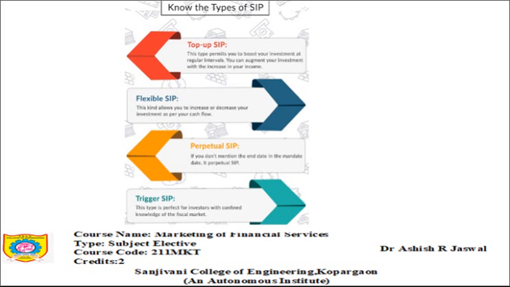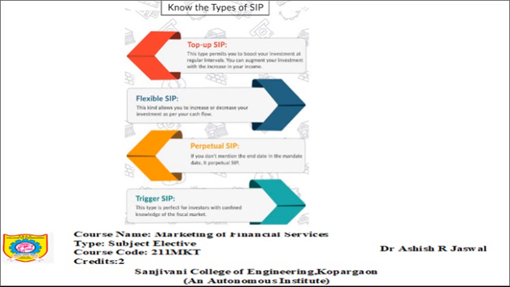The fourth type of SIP is called trigger SIP. What is that? Trigger SIP is, as the name suggests, a trigger. You trigger your action. If you have something happening in front of you, it triggers your action, a sudden action. Likewise, when the market is responding in a positive way, an investor would like to invest on that particular day or in a particular situation. That is what is called trigger SIP.